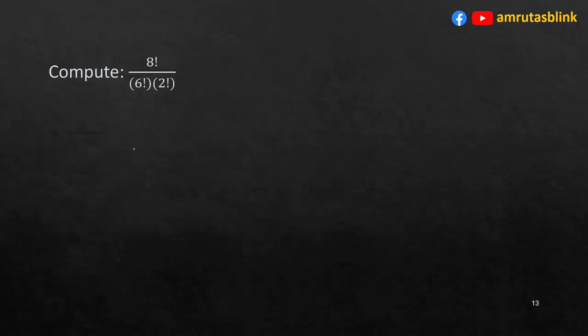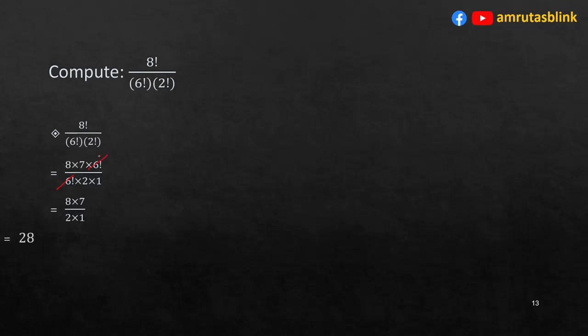Compute 8 factorial upon 6 factorial into 2 factorial. Now we have solved a similar kind of problem in the previous part of the video. So 8 factorial upon 6 factorial into 2 factorial. Now we will split this 8 factorial up to 6 factorial. So 8 factorial is equal to 8 into 7 into 6 factorial upon 6 factorial as it is, and 2 factorial we will split as 2 into 1. Now this 6 factorial can cancel each other. So we'll have 8 into 7 upon 2 into 1.